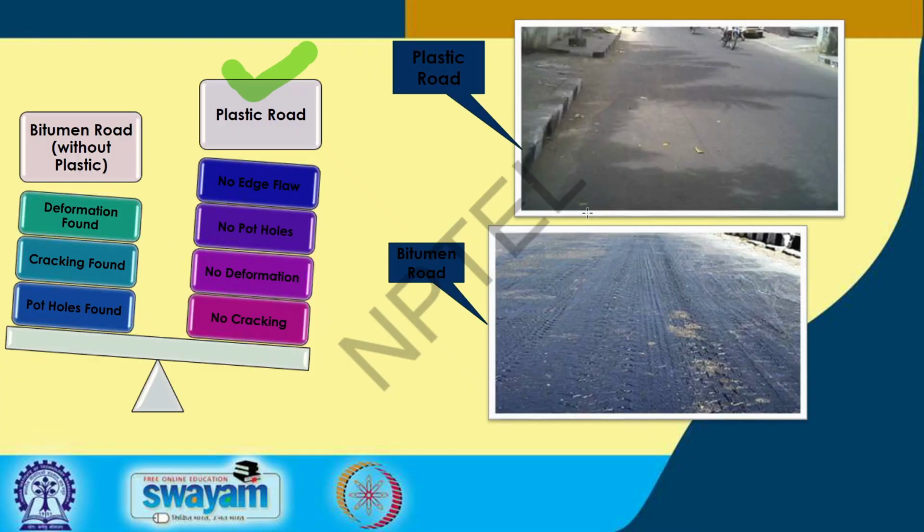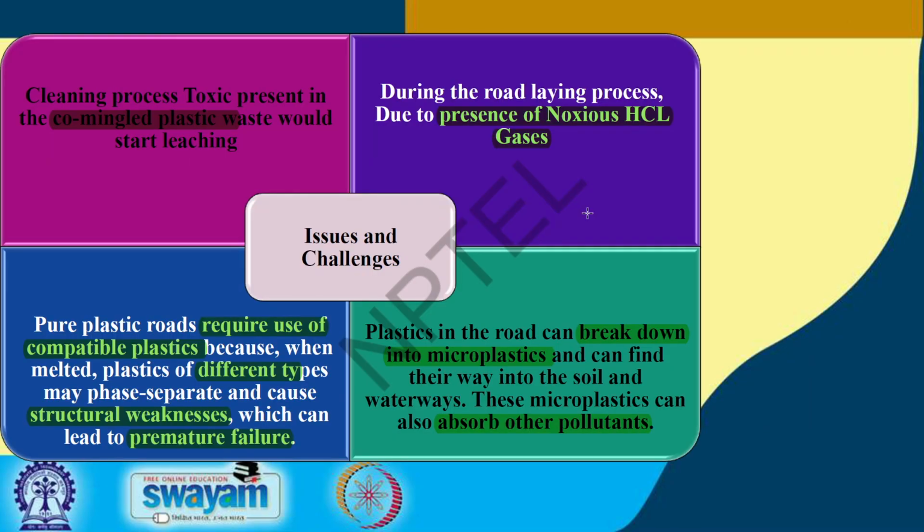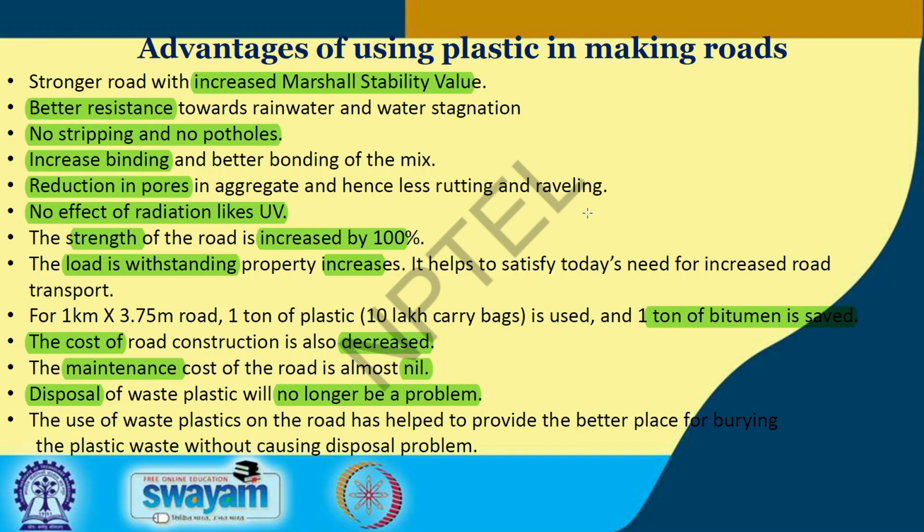If you compare with the normal bitumen road, it will have deformation, cracking, and potholes. If you see the plastic roads, no edge flaws, no potholes, no deformation, and no cracking. What are the challenges? Commingled plastic, like heterogeneous plastic, we can use in the cement plants. It has the presence of toxic HCl gas, and the plastic can break down into microplastic. If you use it in the road, due to the movement of vehicles, wear and tear, some plastic particles may enter into the environment as microplastic, and microplastic will also absorb other pollutants. It requires the use of compatible plastic. Structural weakness and premature failures may also happen.